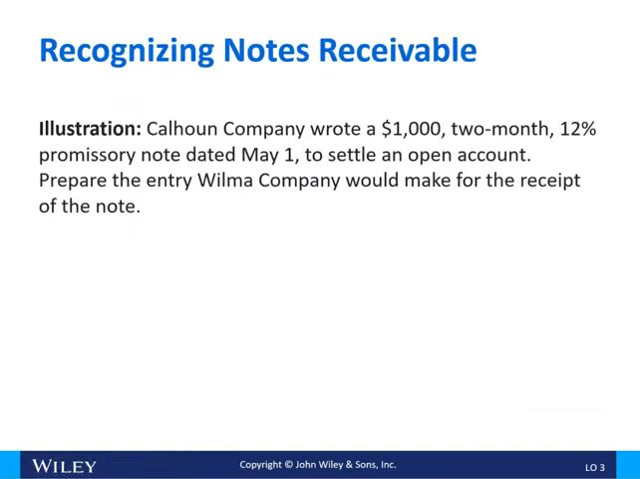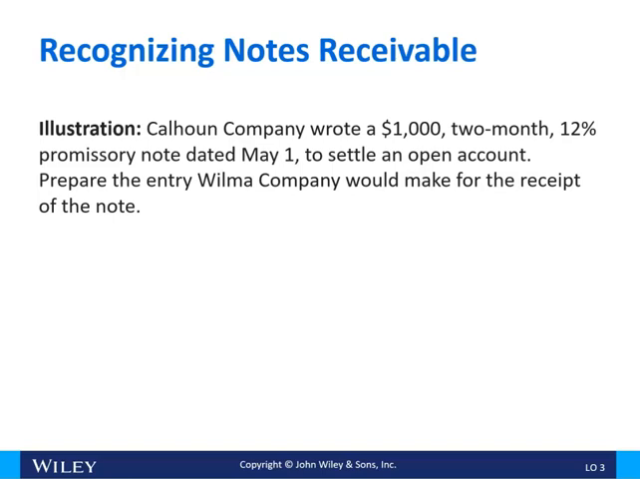Now we'll look at recognizing notes receivable. Calhoun Company wrote a $1,000 2-month 12% promissory note dated May 1st to settle an open account. Prepare the entry Wilma Company would make for the receipt of the note. Okay, so we'll go back a couple slides. Remember that note that we showed you? Calhoun was the maker. We said Wilma was the payee. We're doing it from the payee perspective in this chapter, so from Wilma's perspective.